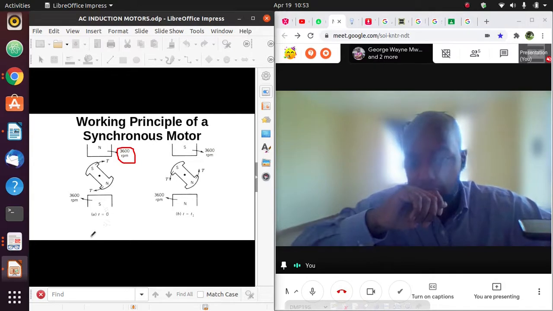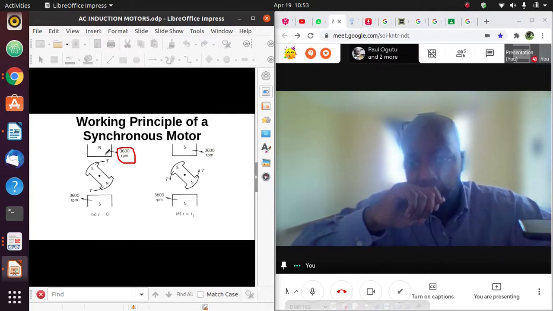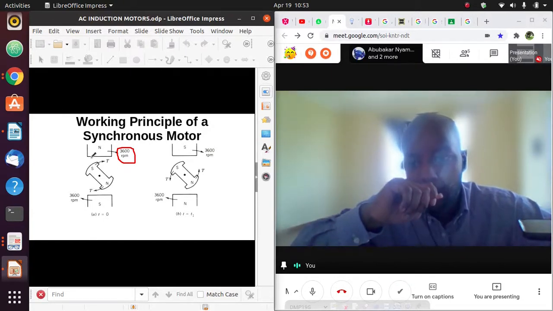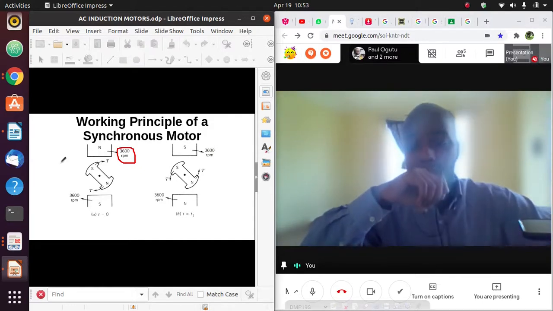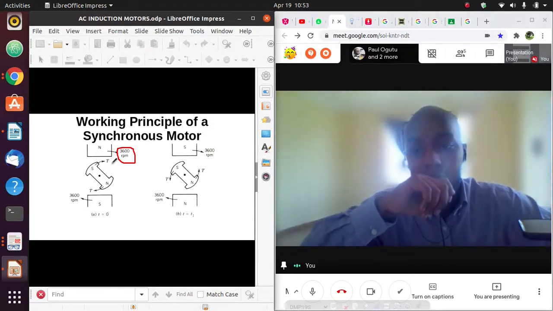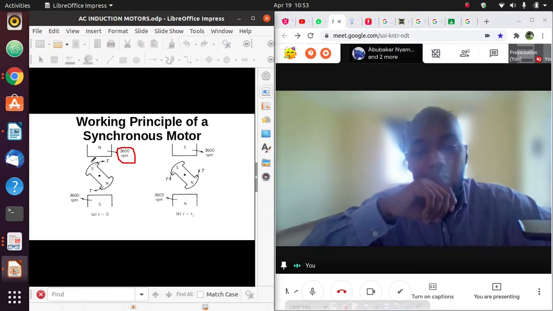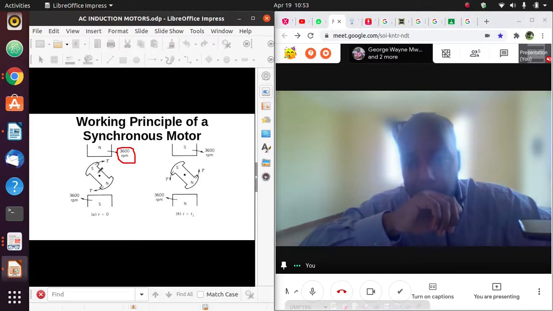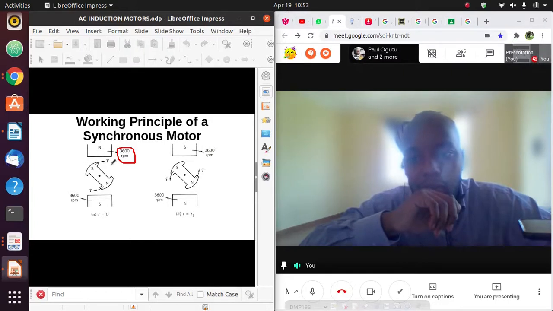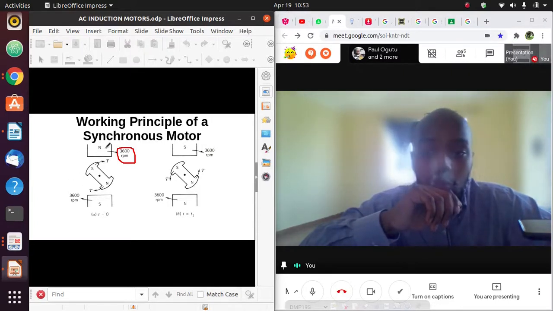Now at t equals 0, this is a pole pair, north and south, of the stator, and it will be at that position. The pole pairs of the rotor will be at that position. Now what happens? The rotating magnetic field will interact with the rotor. The pole pairs of the rotor will be attracted to those of the stator.